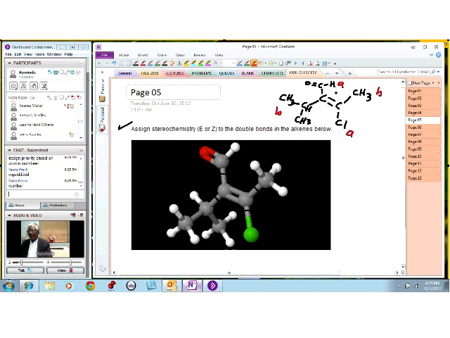Now we look at the priorities. The A groups are on opposite sides of the carbon-carbon double bond. So therefore, we call this E. So the stereochemistry here is E. And I think all of you got that right already. This is what we call the Cahn-Ingold-Prelog E-Z system of nomenclature.